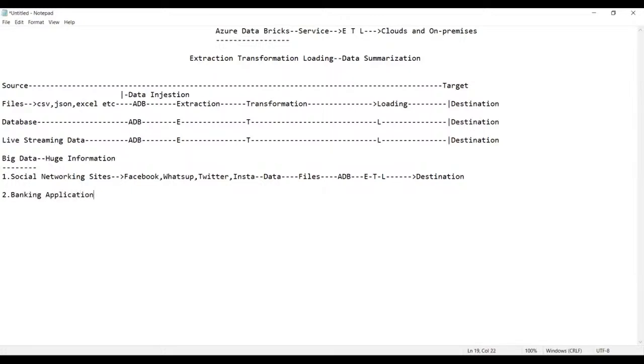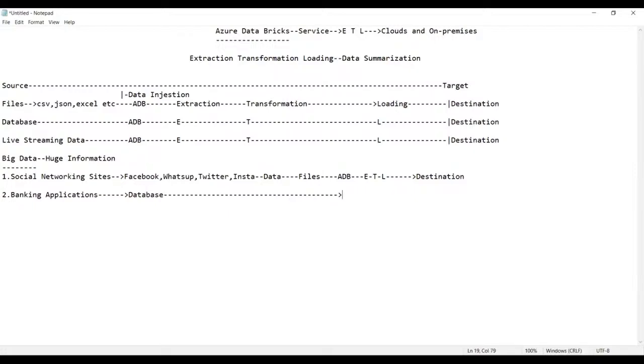We can also get the data from banking applications. From here, we pull in the data. Whenever you have a banking application, the data will be stored in the form of databases only, guys. From the databases, we pull in the data.